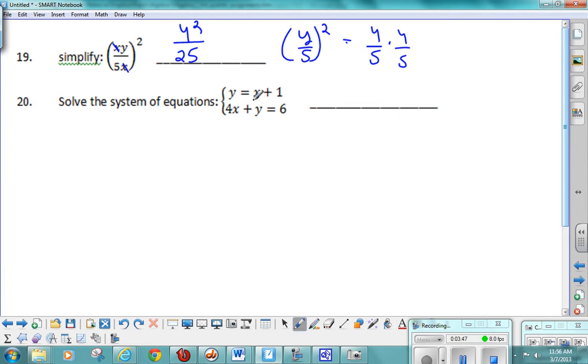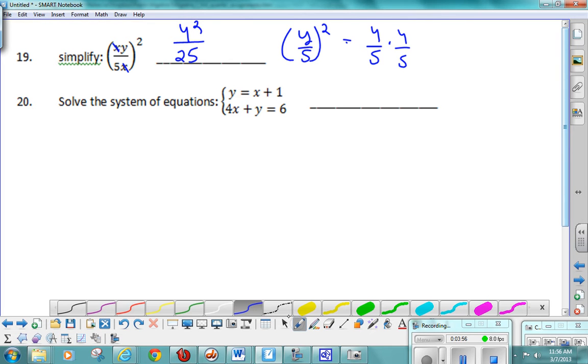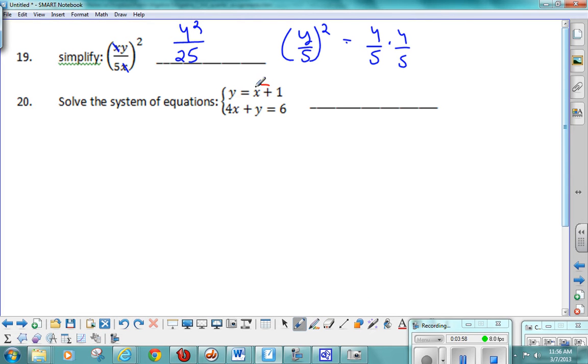Solve this system of equations, y equals x plus 1 and 4 times x plus y equals 6. I look at this and I see I've already got a y by itself, so substitution seems like the best way of solving it to me. So I would take y is holding in place for x plus 1.